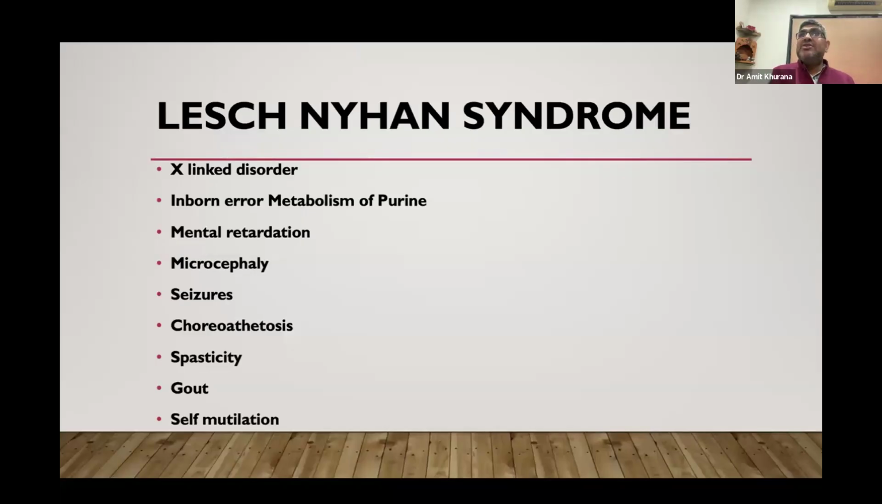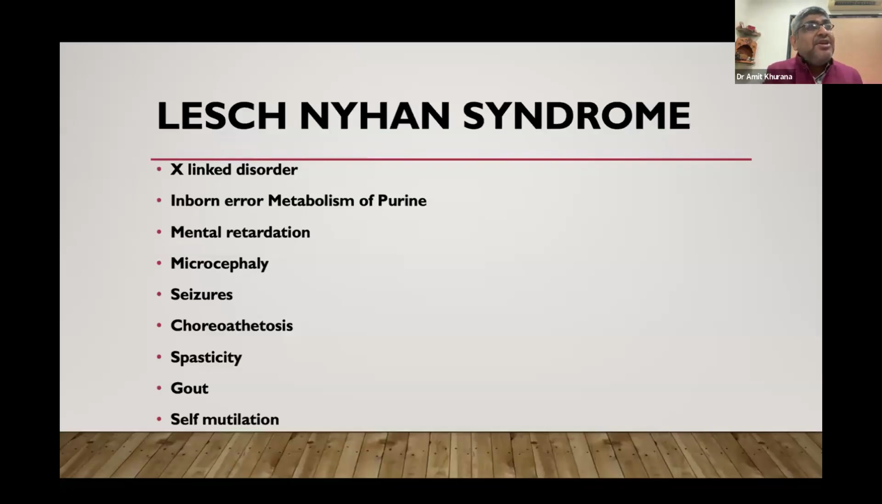Another congenital condition which the children suffer from is Lesch-Nyhan syndrome, which we must not forget. This is an X-linked recessive condition. It's an inborn error of purine metabolism, where the patient has all the congenital malformations, starting from mental retardation, microcephaly, seizures, choreoathetosis, spasticity, gout.